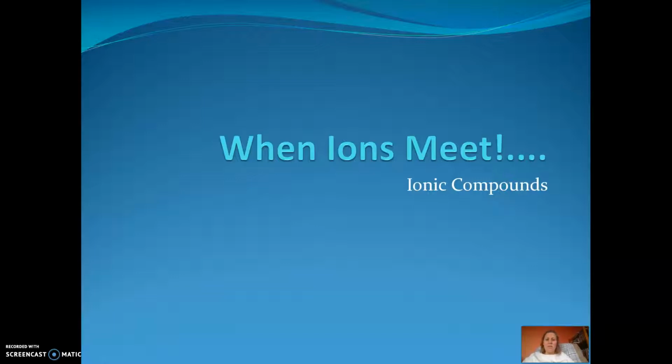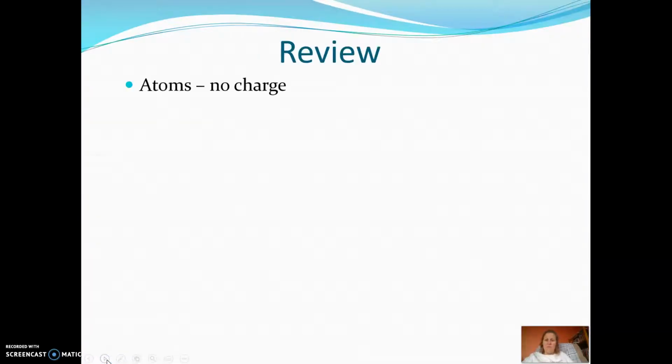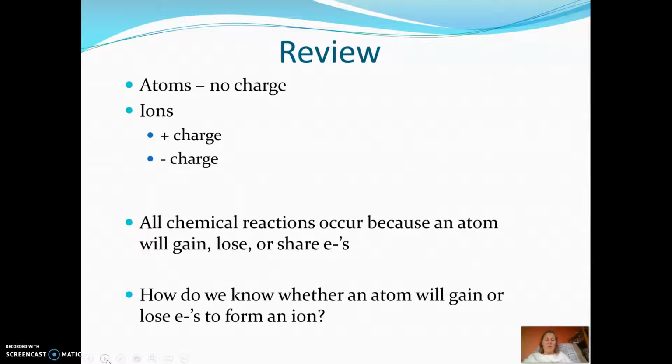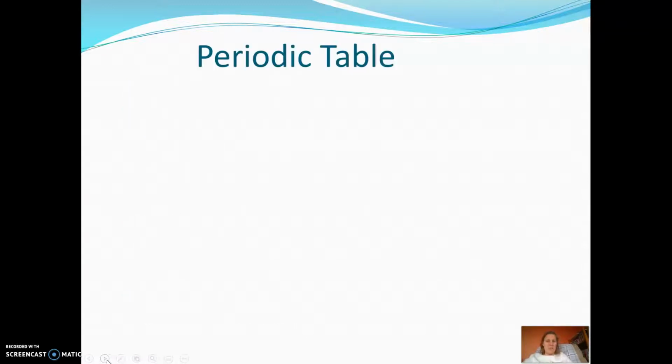Okay, so go PowerPoint. Okay, so review real fast. Atoms have no charge. Ions, you either have a positive charge or a negative charge, or just ions have charge. Again, all chemical reactions occur because electrons are what are gained, lost, or shared. How do we know whether an atom will be gained or lost? You look at the periodic table.